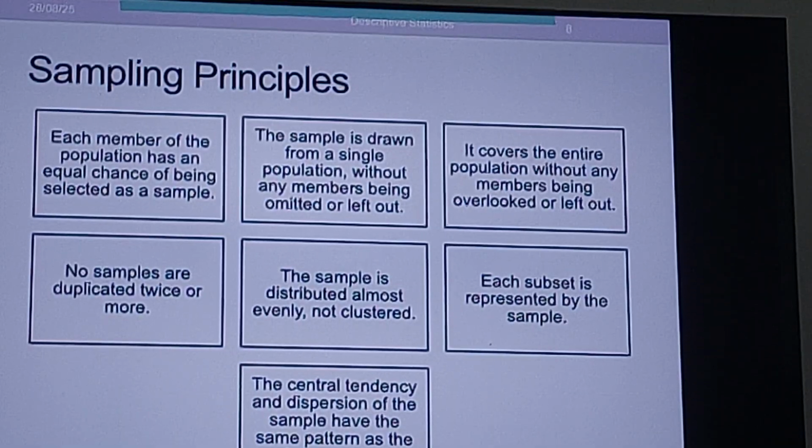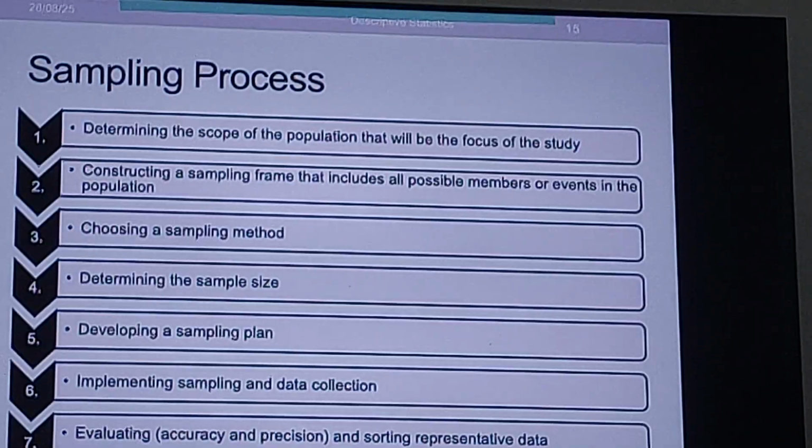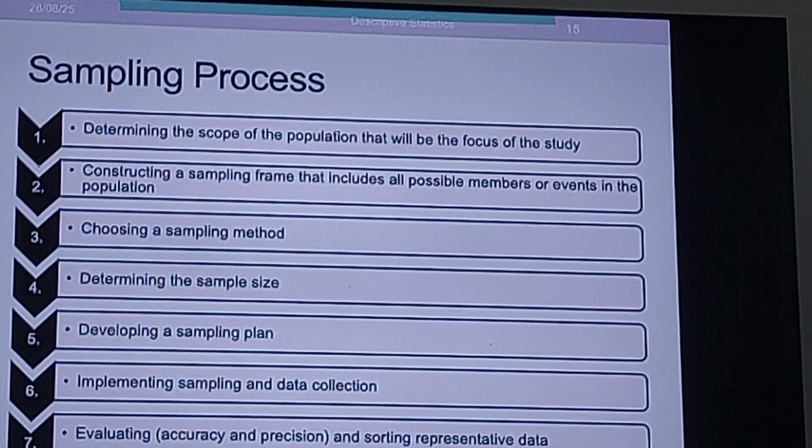Sampling process. Okay. Still have time.